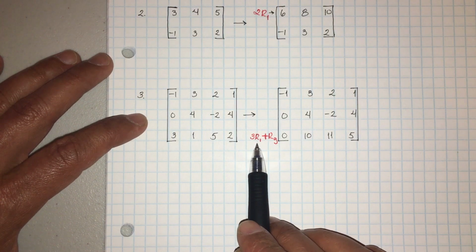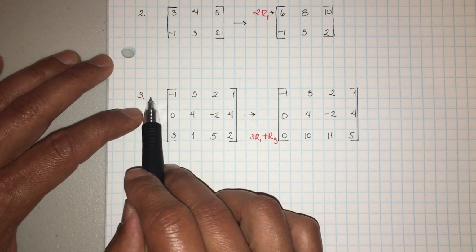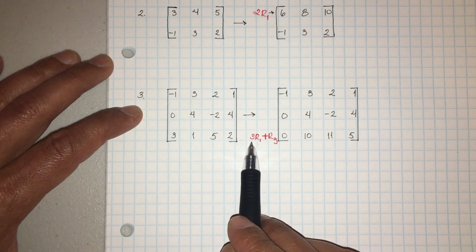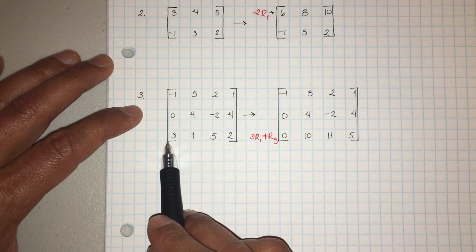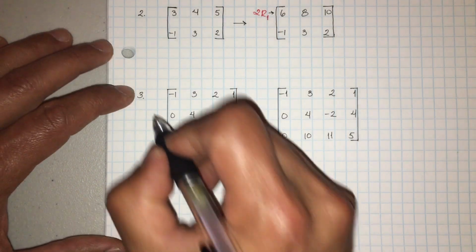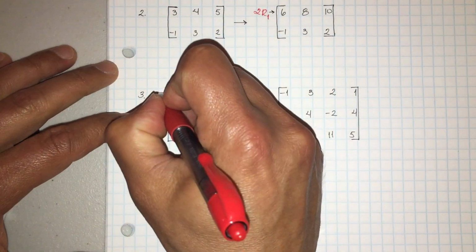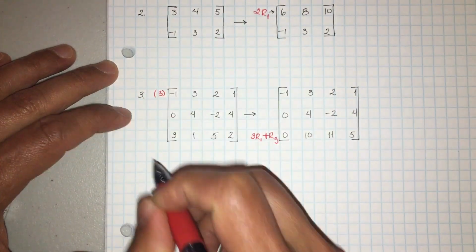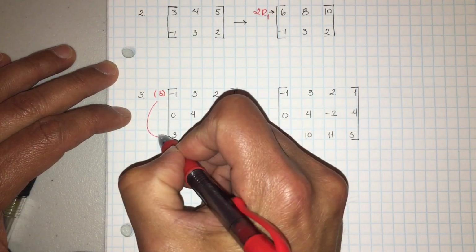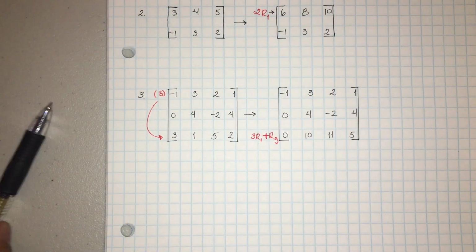So this means you took the first row, you multiplied it by 3, and then you added it to the third row. This guy right here, you're multiplying by 3, just to give you an idea. You're multiplying it times 3, and whatever you get there, you're going to be adding it to that third row.